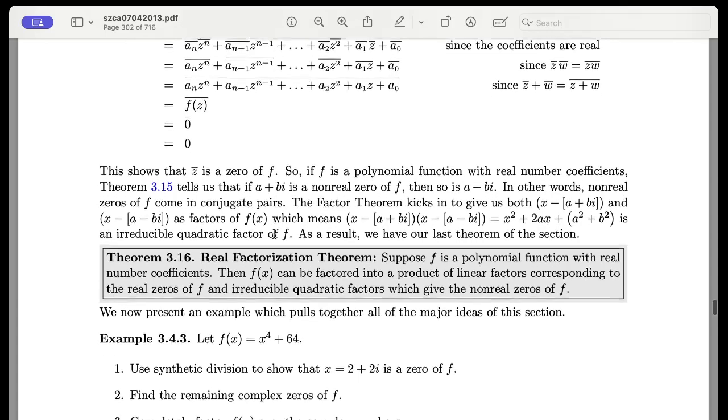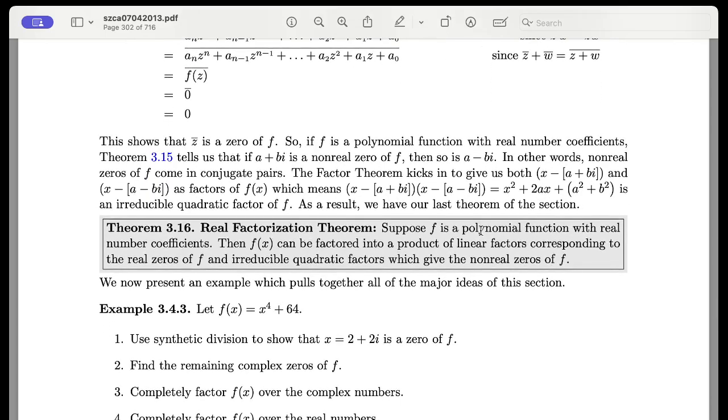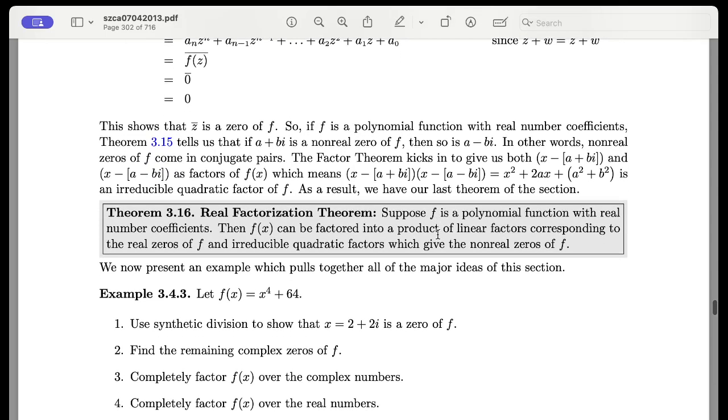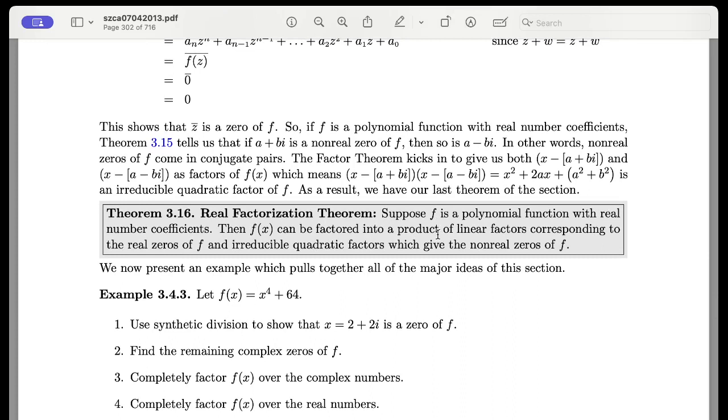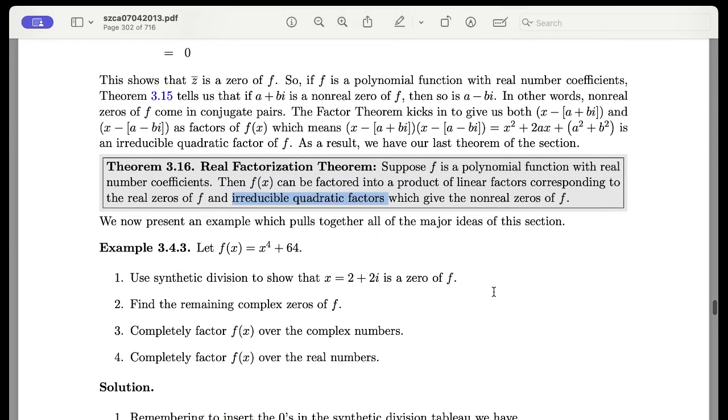So I'm going to say this one more time because we're looking at the thing. The real factorization theorem. Some people call this thing the fundamental theorem of algebra, because it is the most important result in the algebra of polynomials. It says if you've got any polynomial function where the coefficients are real numbers, you can factor it. And when you're done, you will have a product of linear factors corresponding to the real zeros, and there will be these irreducible quadratic factors, which give the non-real or the complex zeros of f. Correspond to them anyway.